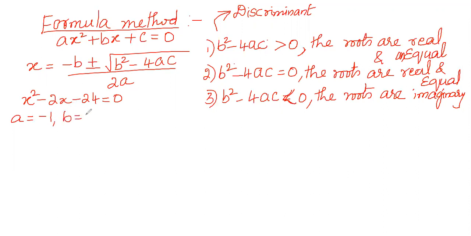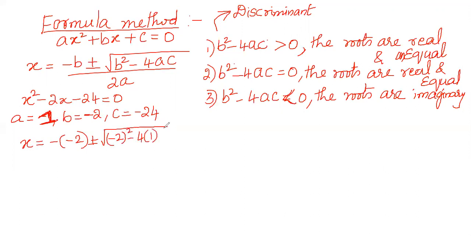So a is equal to 1, b is equal to -2 and c is equal to -24. Right? So x is equal to negative b, so negative of -2. See, negative b, negative within parentheses because b is negative 2 again. So negative 2 plus or minus square root of b squared, that is negative 2 the whole square, minus 4 times a is 1, c is negative 24.